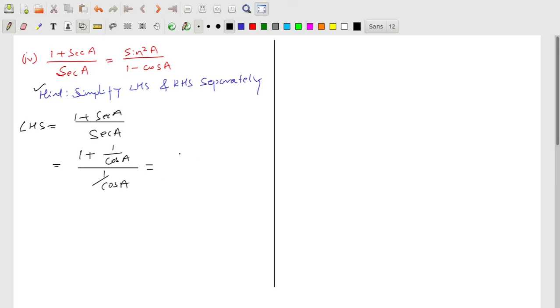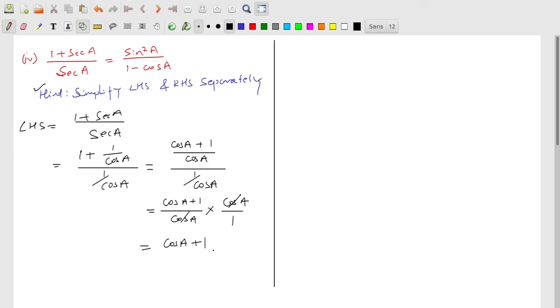So you will get cos A as a denominator: cos A into 1 is cos A, cross multiply, plus 1, and in the denominator 1 by cos A. Now if you simplify this, you will get (cos A plus 1) divided by cos A, into, if you take the reciprocal, cos A by 1. So this cos A and that cos A will cancel out, and you will be left with cos A plus 1.